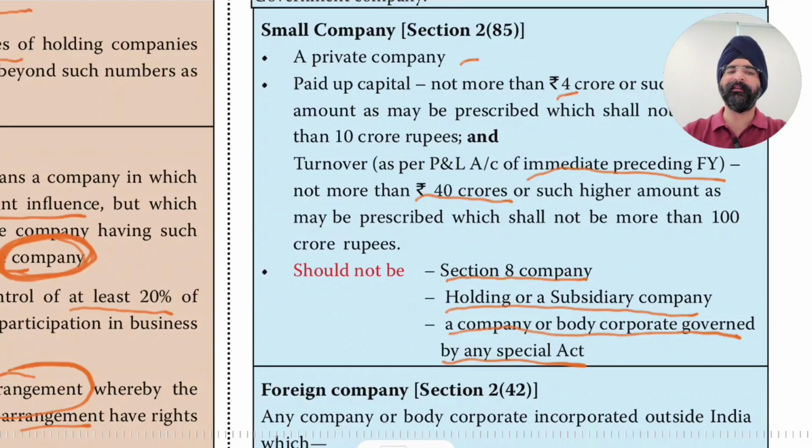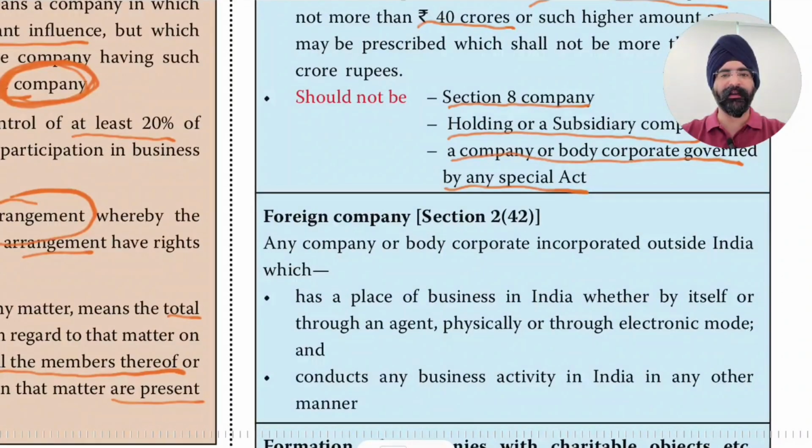Okay. So holding and subsidiary, it usually happens, especially in the real estate sector, that there is a holding company and there are many subsidiary companies. The subsidiary companies may have nil paid up capital or only 1 lakh paid up capital, but even the holding company may not have sufficient required paid up capital and turnover. Still, it will not qualify to be a small company because of that holding subsidiary relationship. And if we have registered a company as a Section 8 company, then also it will not qualify to be a small company.